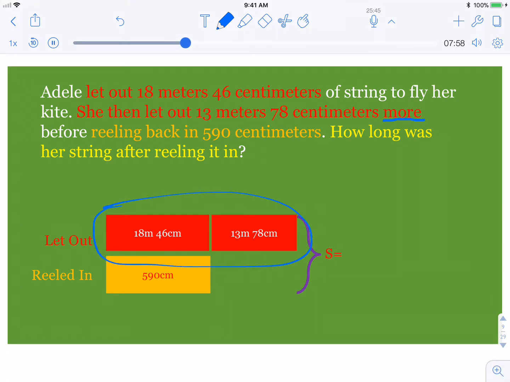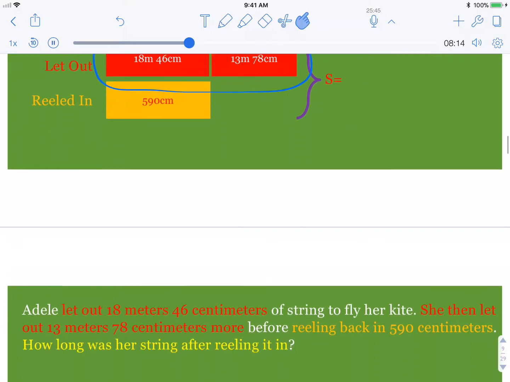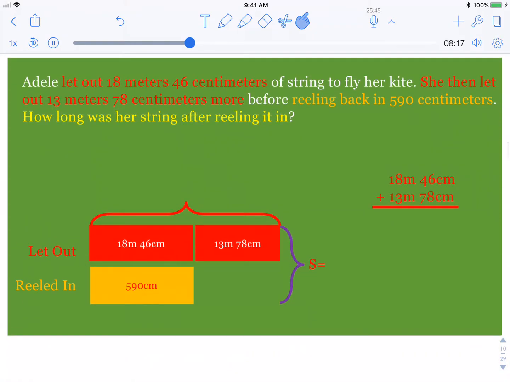She reeled back in 590 centimeters. So this is what she reeled back in. Now the question is, how long was her string after reeling it in? So I used an S for the variable. So let's go to the next slide and see how we solve this.